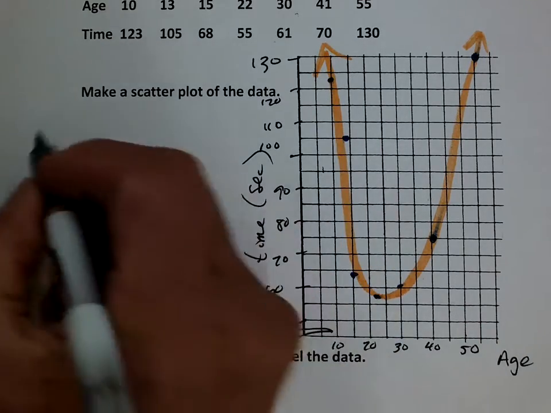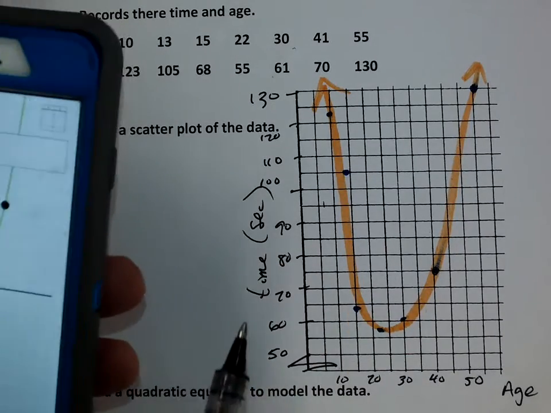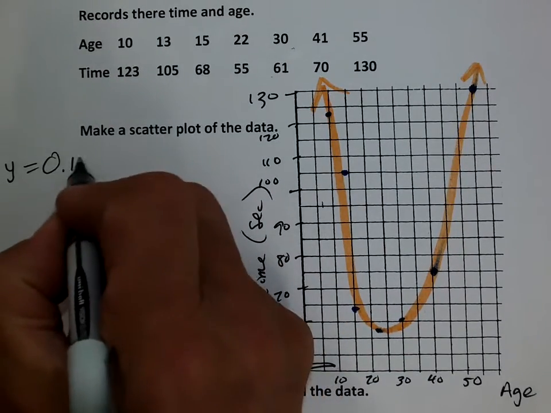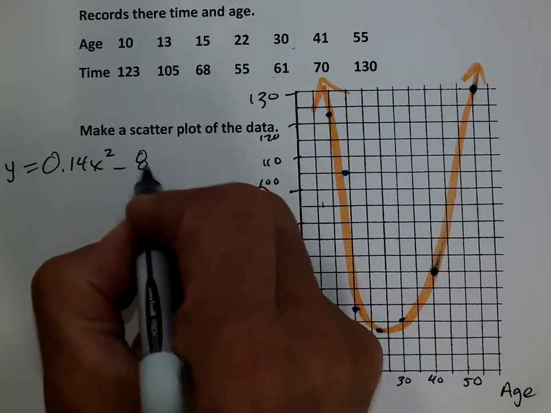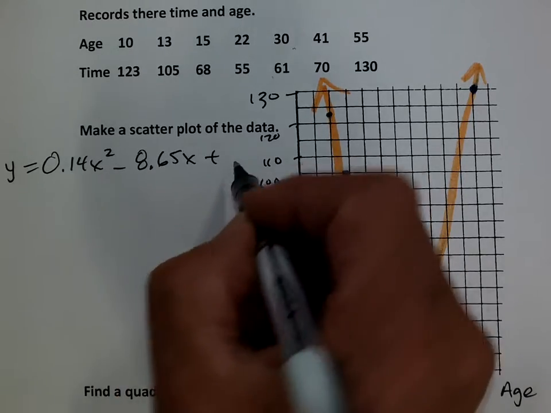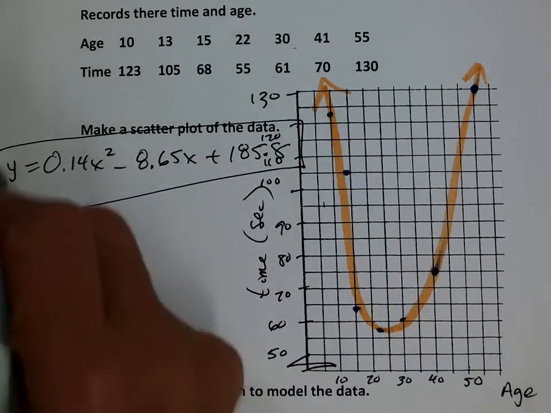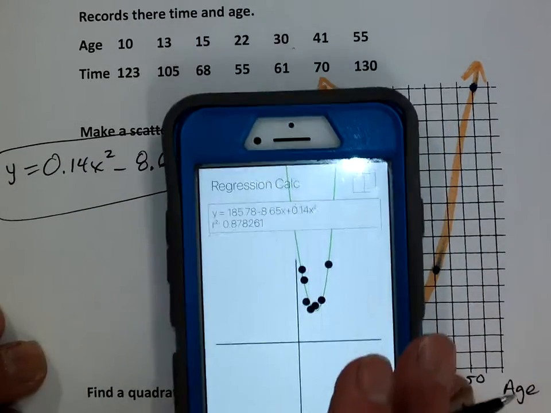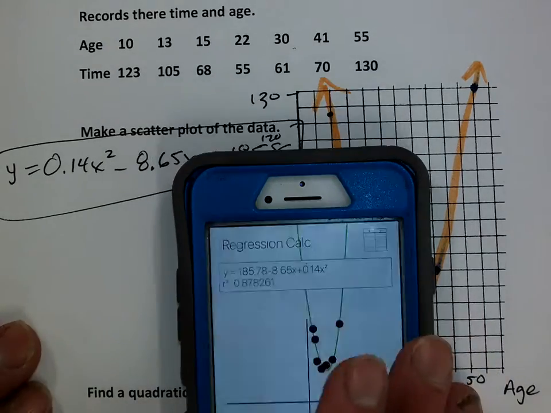So they write it backwards. I don't know why, but again, I did not make this calculus. So 0.14x squared minus an 8.65x plus about 185.8. Okay, that's the equation that my calculator got. They write it backwards. That's okay. I just rewrote it that way. Okay, so there's my equation.